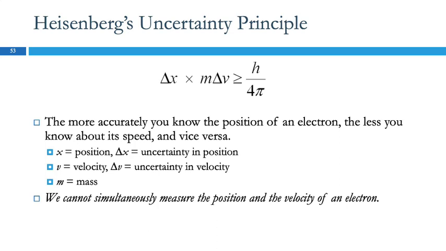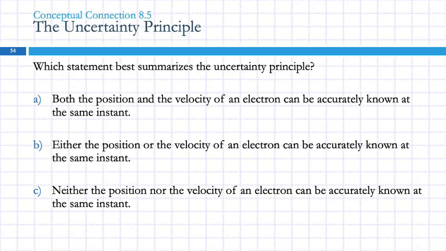Any questions about that? I think I have a whole bunch of questions, but I can't actually put them into words, right? This is one of those kinds of things. Okay, which statement best summarizes the uncertainty principle? Both the position and the velocity of an electron can be accurately known at the same instant. Either the position or the velocity of an electron can be accurately known at the same instant, or neither the position nor the velocity of an electron can be known at the same instant.